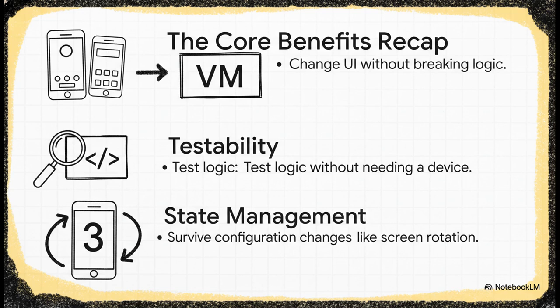It really all comes down to these three massive wins. Maintainability: you can throw away your entire UI and redesign it from scratch without ever touching your view model logic. Testability: you can write super simple unit tests for all your logic right on your computer without ever even opening an emulator. And state management: because the state lives safely in the view model, it survives things like screen rotations that would normally wipe out all your data. And these aren't just nice to haves. On a big app, this separation is what keeps the project from collapsing under its own weight.